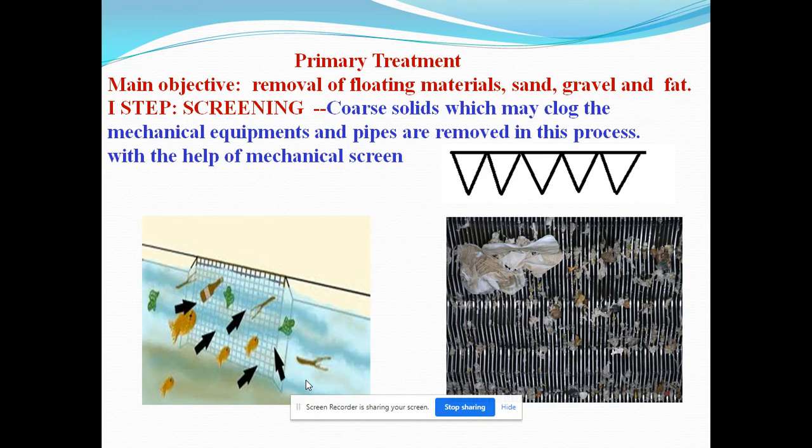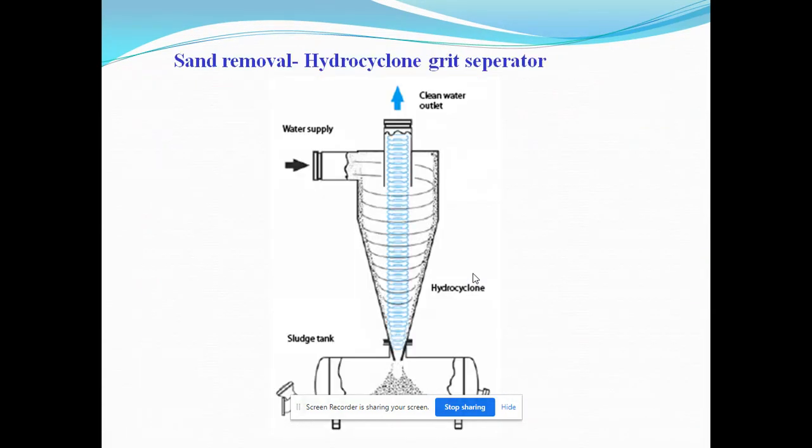Now we will study primary treatment. This involves removal of floating materials, sand, gravel, and fat through the following various steps. The first step is screening. Screening is done with the help of a mechanical screen, which is just like a comb-like structure. Wastewater is screened to remove large objects such as rags, wooden pieces, clothes, sticks, etc. This process is very essential as they may clog the mechanical equipment and pipes further.